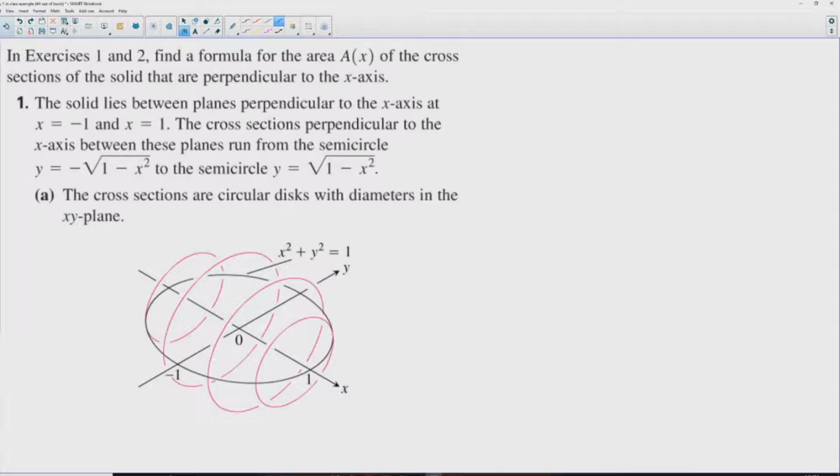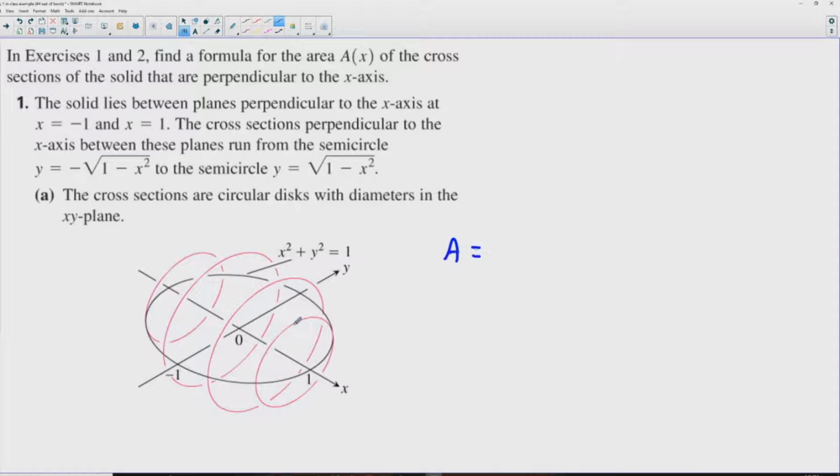In exercises 1 and 2, find a formula for the area of the cross-sections of the solid that are perpendicular to the x-axis. The solid lies between planes perpendicular to the x-axis at x equals -1 and 1. The cross-sections perpendicular to the x-axis between these planes run from semicircle to the other semicircle. The cross-sections are circular disks with diameters in the plane.